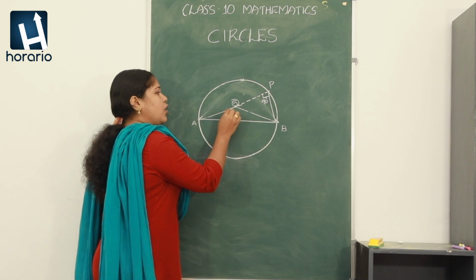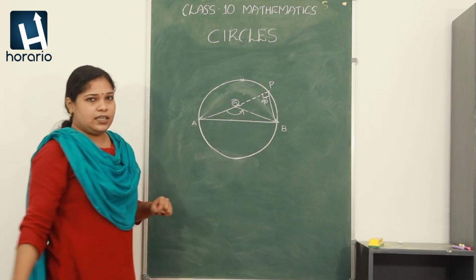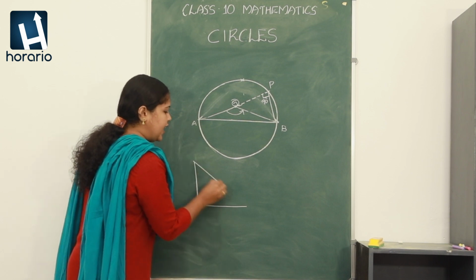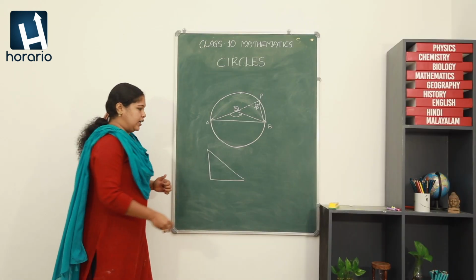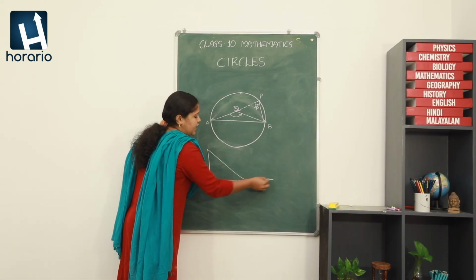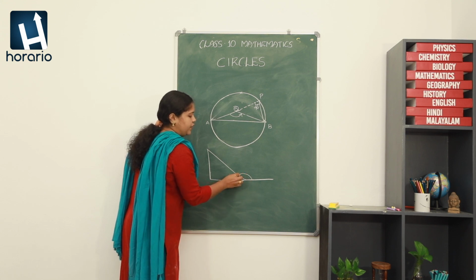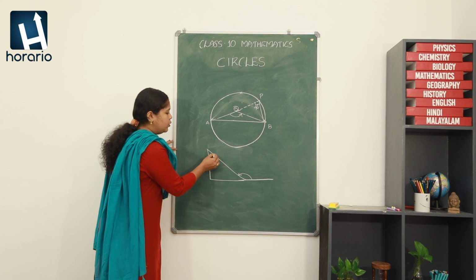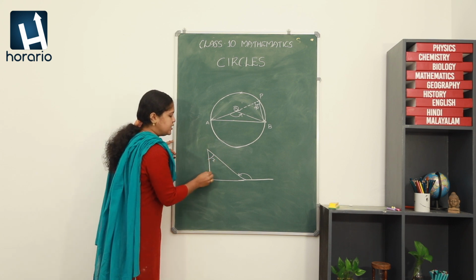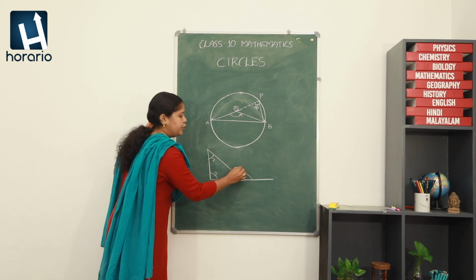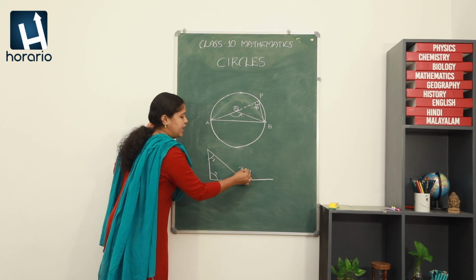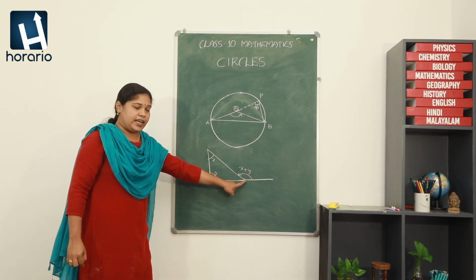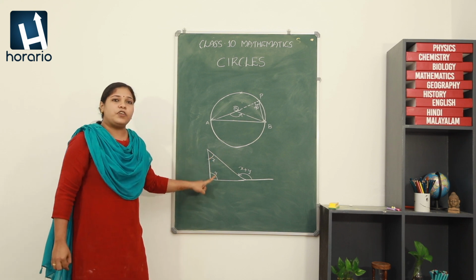Now we are seeing what is the specialty of this circle. We have already learnt in our previous classes, for any triangle, the exterior angle at a vertex is equal to the sum of the interior angles at the other two vertices. Do you remember this result? The exterior angle at a vertex is equal to the sum of the interior angles at the other two vertices.